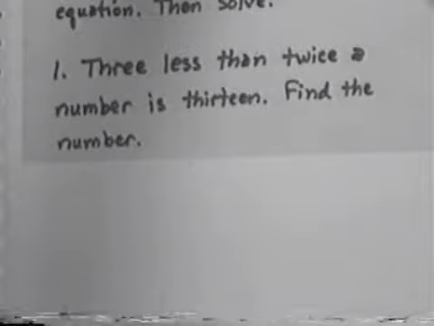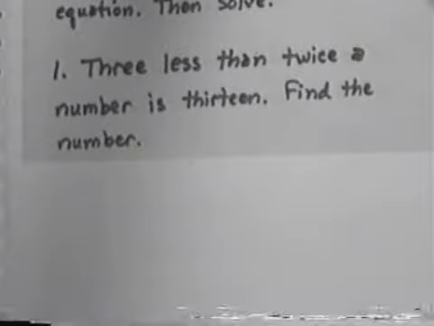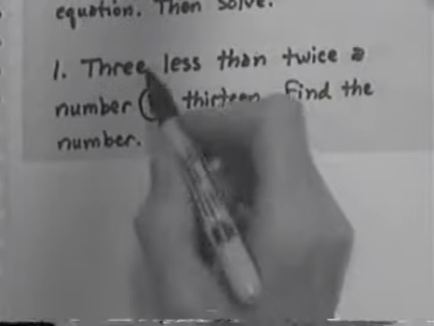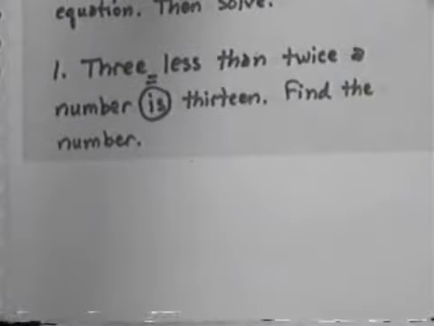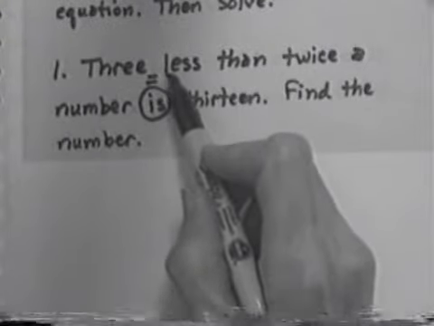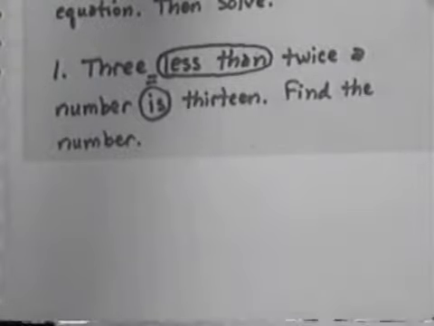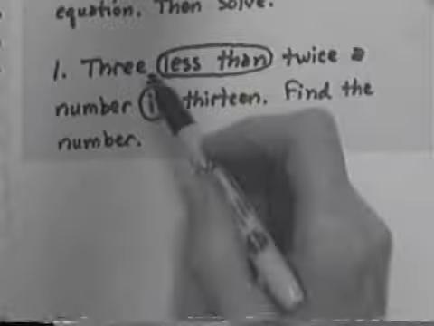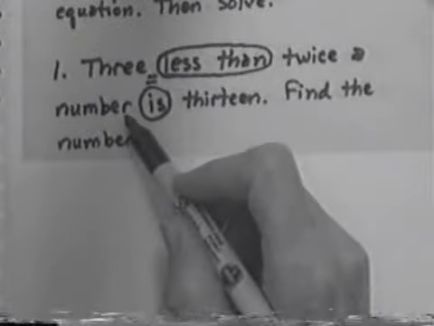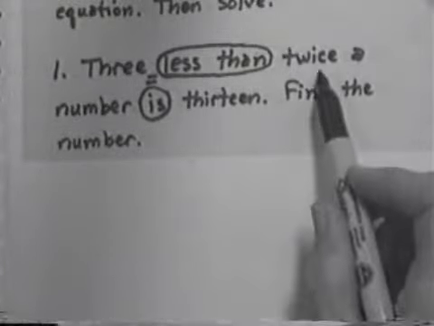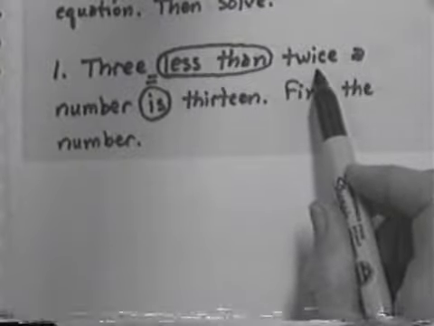Notice the word is. 3 less than twice a number is 13. Is one of our key words that stands for equals. 3 less than twice a number. Less than is a key phrase. Remember that less than tells us to subtract in reverse. Therefore, 3 less than twice a number would put the 3 at the end after the subtraction symbol. Twice a number, twice means 2 times.